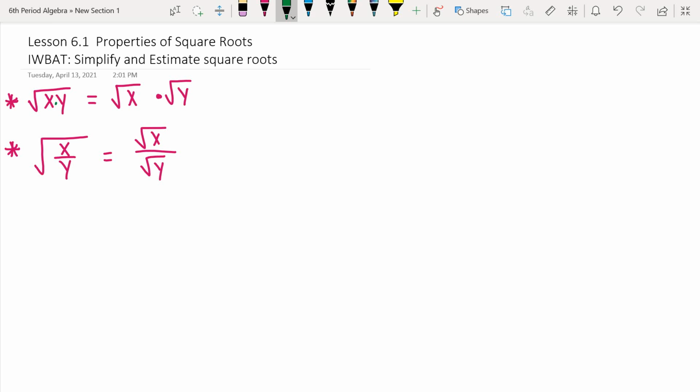The second property is when you have a square root of a fraction, and what you can do is take the square root of the top number over the square root of the bottom. It usually works out pretty well that at least one of the numbers, whether it's the numerator or the denominator, does come out to be a perfect square.